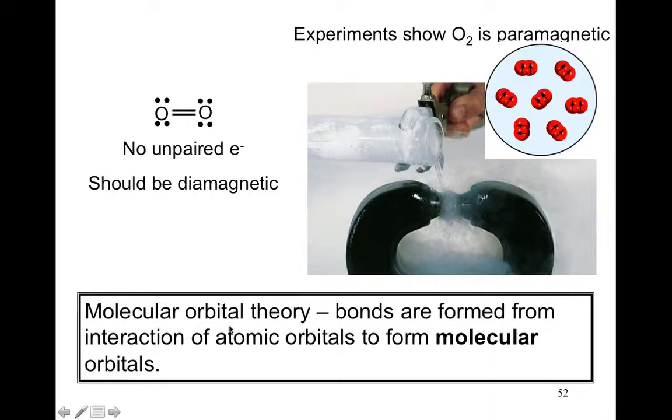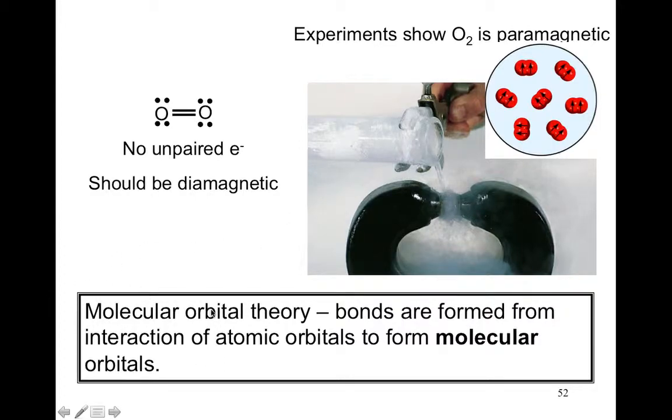It's called molecular orbital theory. Bonds are formed from interactions of atomic orbitals to form molecular orbitals. So the idea is basically this. We've known that atoms have an s orbital, a p orbital, and a d orbital, and we thought we could just overlap s's and p's like in Lewis structures. That explains everything, but it doesn't. To look at oxygen gas, we have to say, okay, yeah, atoms start with s and p orbitals, but when they form molecules, they form new orbitals, kind of different than s and p, that are separate from the atomic orbitals, and we call those molecular orbitals.